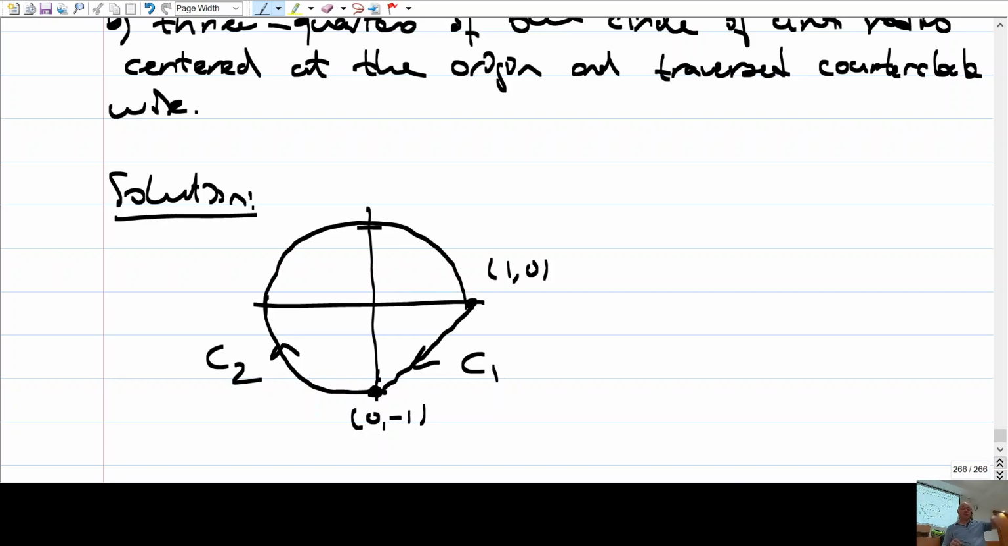Just counterclockwise, okay, counterclockwise is this. All right, and F was what? F(x, y) was y comma minus x.